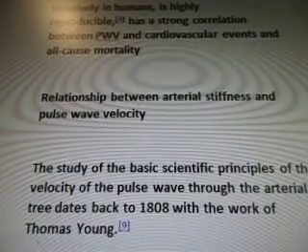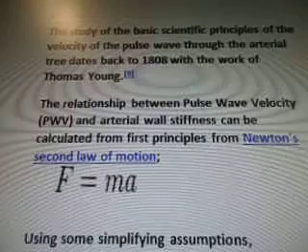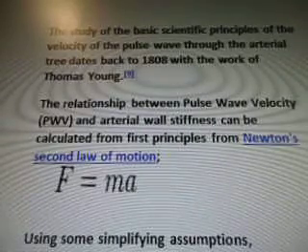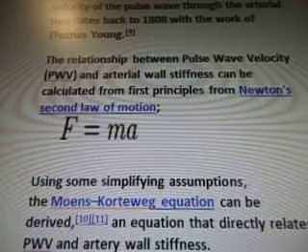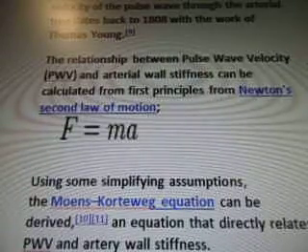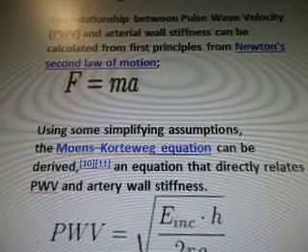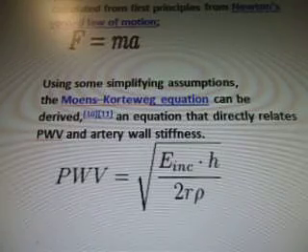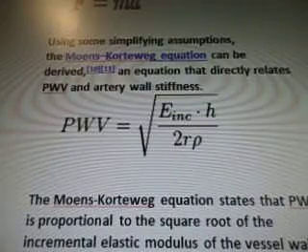Relationship between arterial stiffness and pulse wave velocity. The study of the basic scientific principles of the velocity of the pulse wave through the arterial trees dates back to 1808 with the work of Thomas Young. The relationship between pulse wave velocity, PWV, and the arterial wall stiffness can be calculated from the first principles from Newton's second law of motion, F equals ma. Using some simplifying assumptions, the Moens Korteweg equation can be derived. An equation that directly relates PWV and arterial wall stiffness.